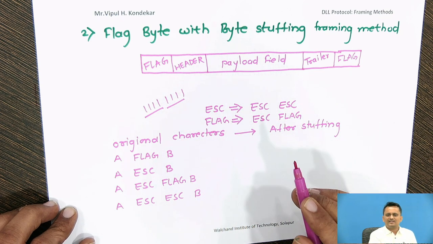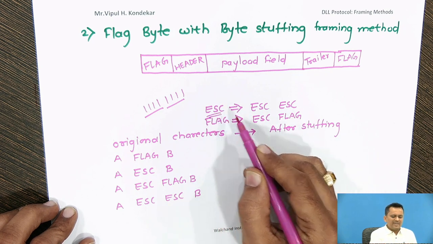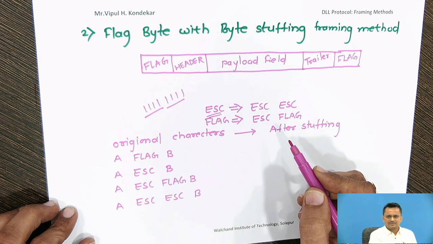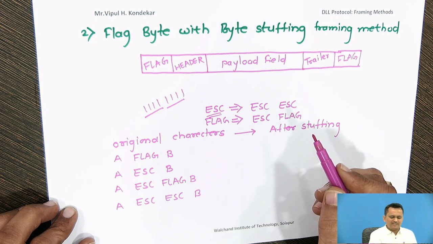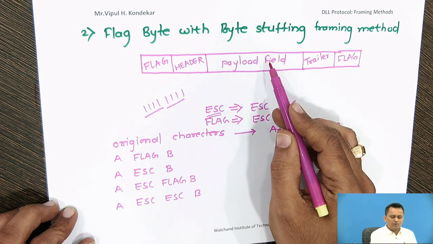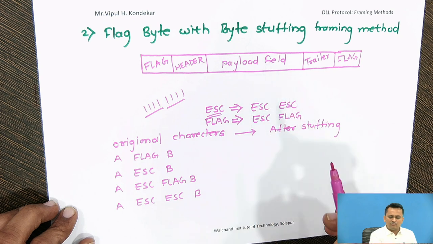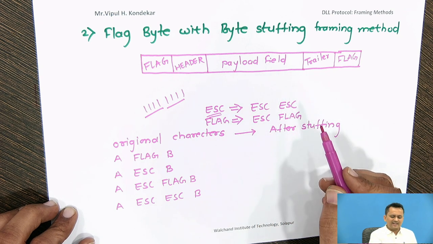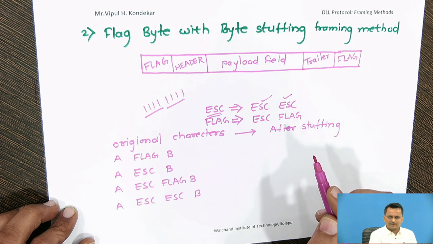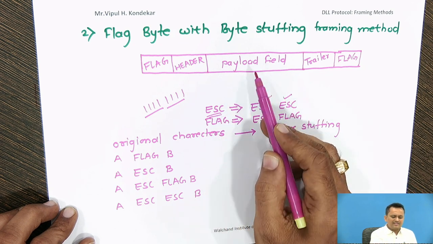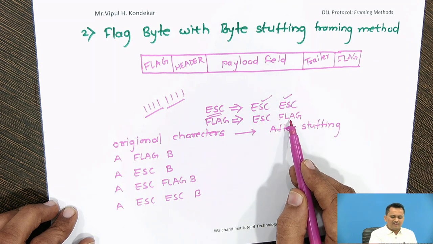So what is done to remove that drawback of the appearance of the flag character in the payload field? At the transmitter side, the transmitter makes use of an escape character. When it is transmitting the data and checking the payload field, if it finds the escape character itself in the payload field, what actually gets sent is the escape character two times. Or if a flag byte appears in the payload field, what actually gets sent is one escape character before that flag byte.